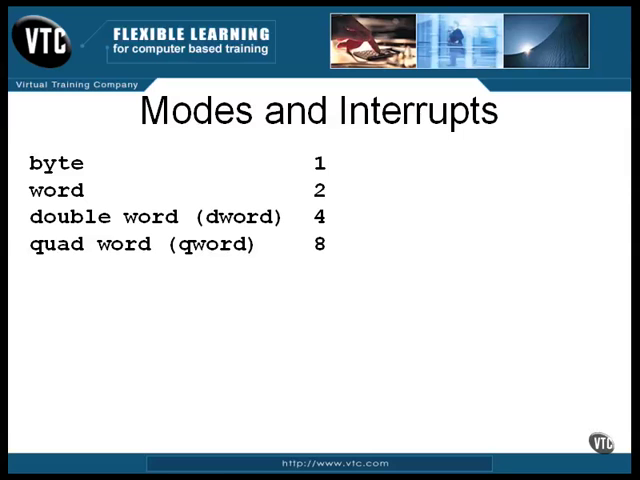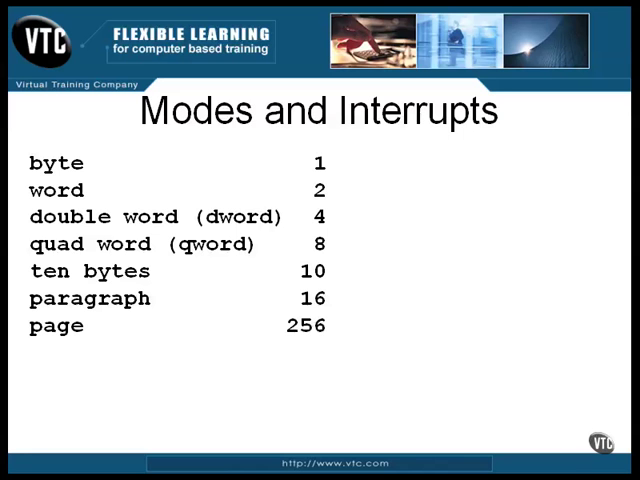But the hardware doesn't stop there. The next size is 10 bytes. Now this one doesn't come up that often, but it does happen. Next is a paragraph, which is 16 bytes. It has a special hardware meaning I'll tell you about in a minute. The next boundary is called a page, which is 256 bytes, and is used for things like buffering and I/O operations.